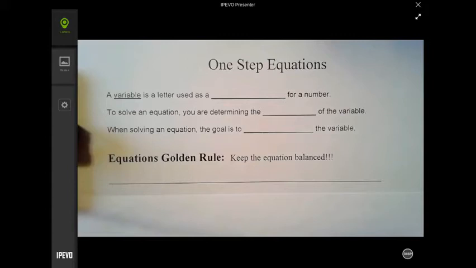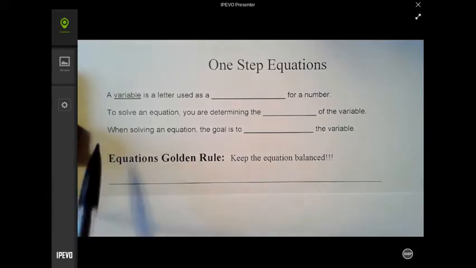In our lesson today, we're going to transition from expressions into the world of equations. An equation has an equal sign in it. Okay, that's the big difference between an expression and an equation. And there's a few things that we need to keep in mind as we work with equations.